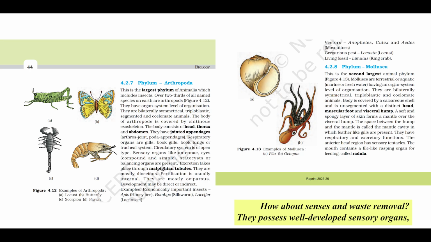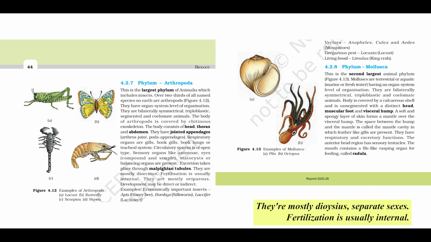They possess well-developed sensory organs, including antennae for touch and smell, compound eyes made of many individual units, great for detecting movement, and simple eyes, ocelli, and statocysts, balancing organs. For excretion, terrestrial arthropods, especially insects and myriapods, primarily use Malpighian tubules. These tubules absorb waste from the hemolymph and pass it into the hindgut for elimination. Aquatic forms often use different structures, like green glands or coxal glands.